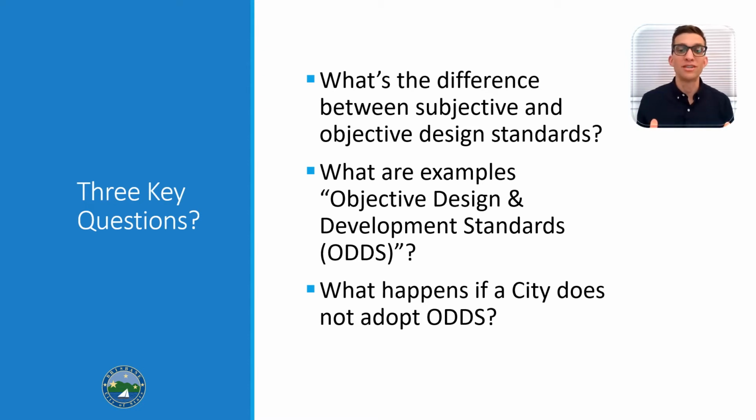So that really leads to the question: what is the difference between subjective standards and objective standards, and what are some examples of both? And what happens if the city does not have objective design and development standards?